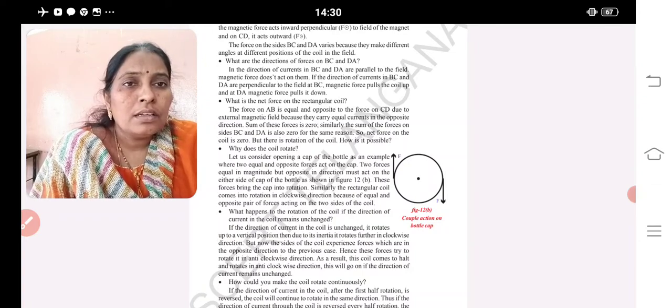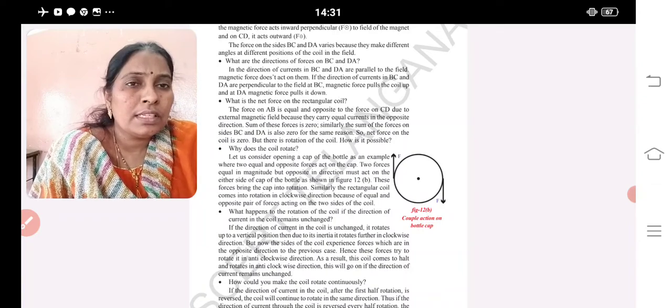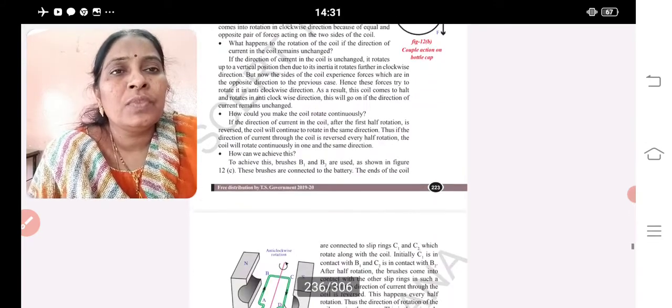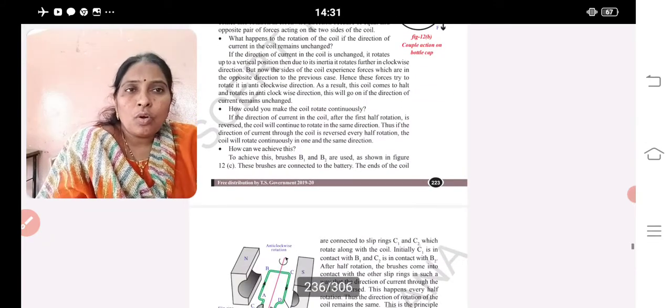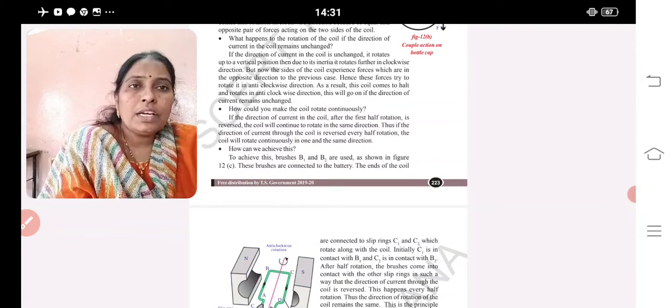But now the sides of the coil experience forces which are in the opposite direction to the previous case, so it would turn anti-clockwise. How could you make a coil rotate continuously? If the direction of the current in the coil is reversed for every half rotation, the coil will continue to rotate in the same direction.